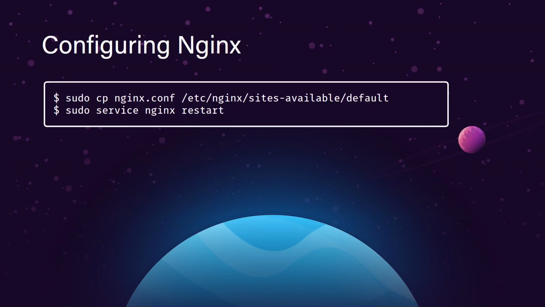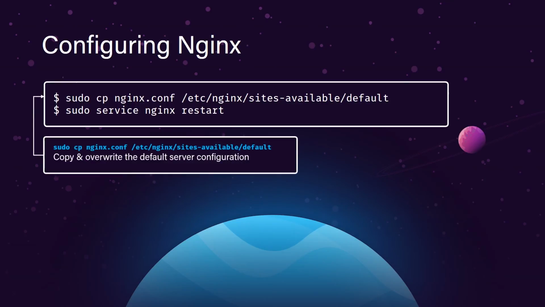Now we're going to overwrite the default nginx configuration and put our edited file in its place. We're going to do this by using sudo cp nginx.conf, and then the directory we're going to put it in is /etc/nginx/sites-available/default. That's the file we're going to be overwriting. Once you've done that, we're going to restart nginx itself.